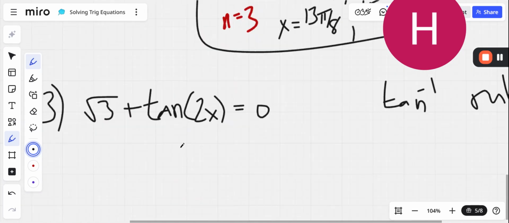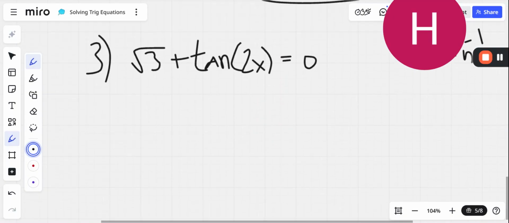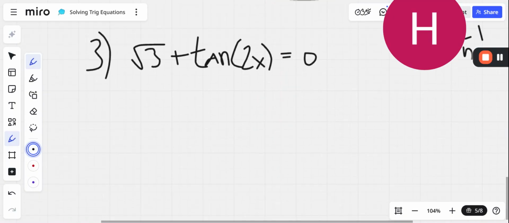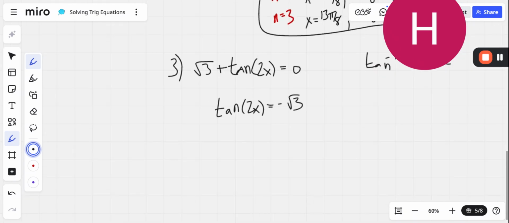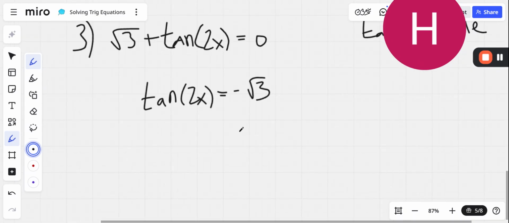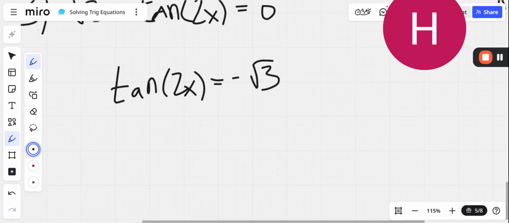Great. Let's move on to tan for the last problem. This one's pretty straightforward. No crazy algebra required. Tan of 2x equals negative root 3. Now think about when that is. When does tangent go to root 3? It's going to be pi over 3, but because this is negative, we're going to say 2x equals negative pi over 3.